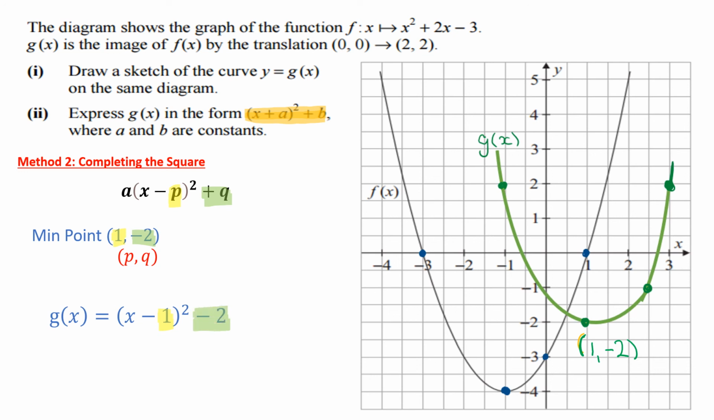So if you can remember, and like I said, this is probably the less obvious for students, because we don't see it that often. I know we use completing the square to get a minimum point, but remember it works the other way. If you have the minimum point, you can very, very quickly and easily create your function in this form.